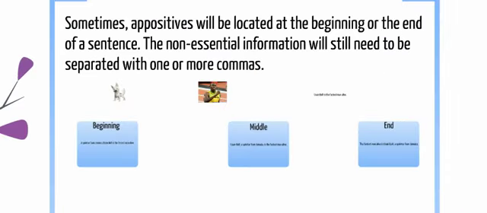Sometimes appositives can be located at the beginning or the end of a sentence. It doesn't always have to come in the middle. The non-essential information still needs to be separated with one or more commas. I'd like to use bolt as an example for this. No, not that one. This one.